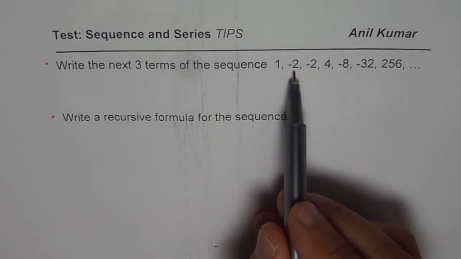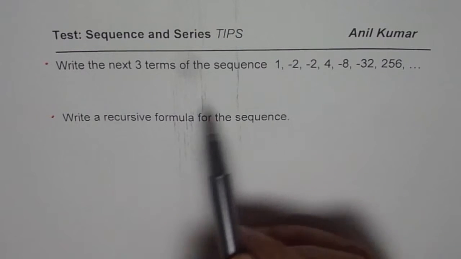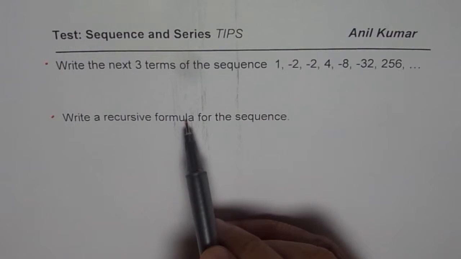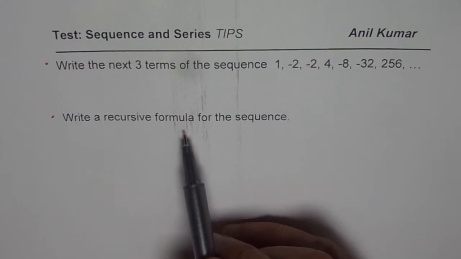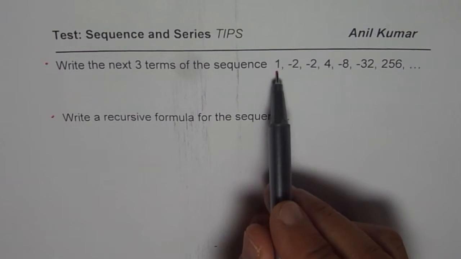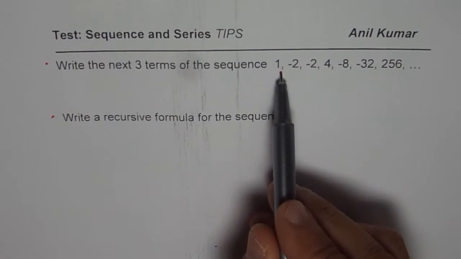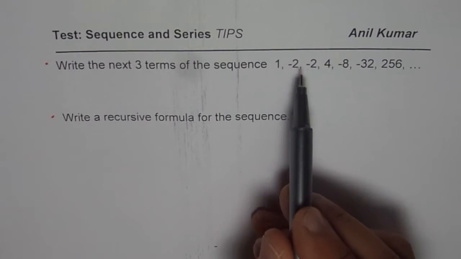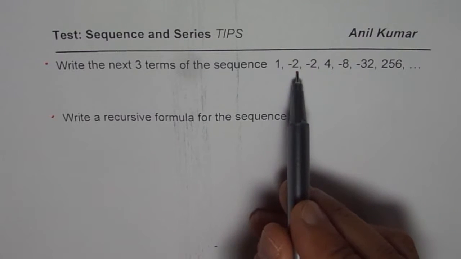How is each term linked with the previous term? We need to write a recursive formula. Normally in recursive formulas, you give one term, or the second term, in terms of the previous term. At times you can give the third term in terms of the previous two terms.